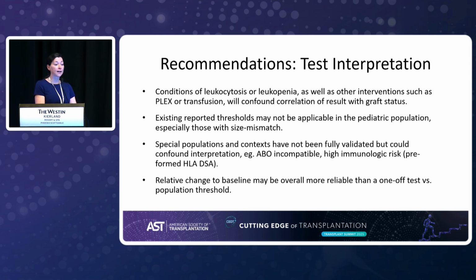There's a lot less data in certain populations, such as those that are high immunologic risk, like recipients of ABO-incompatible transplants or those who had preformed DSA. It's unclear whether those patients may just have a higher baseline of donor-derived cell-free DNA because of the higher immunologic risk. And we feel that there is evidence probably to support surveillance monitoring so that you can get a relative change to baseline rather than a one-off test relative to some universal population threshold. But selection of that baseline will be very important. So you should not pick, for example, the first week post-transplant. That's not an appropriate stable baseline.